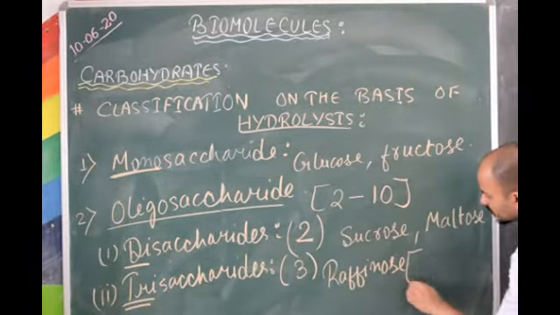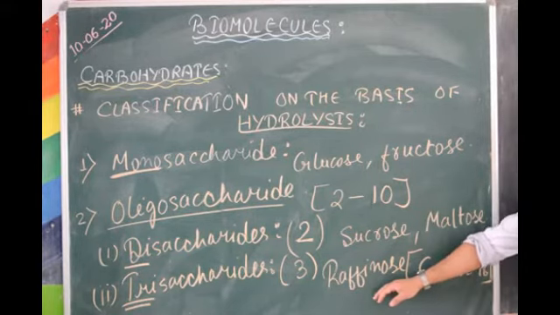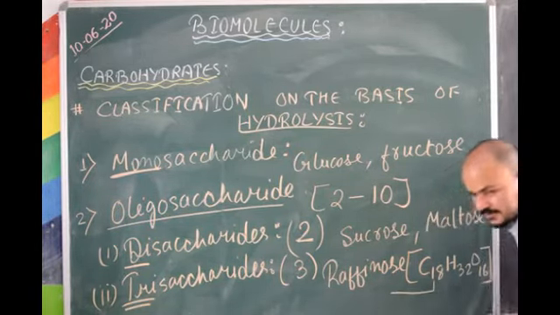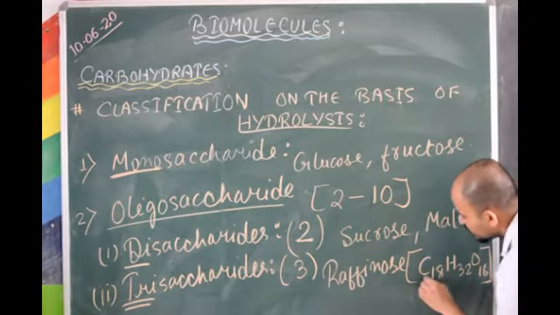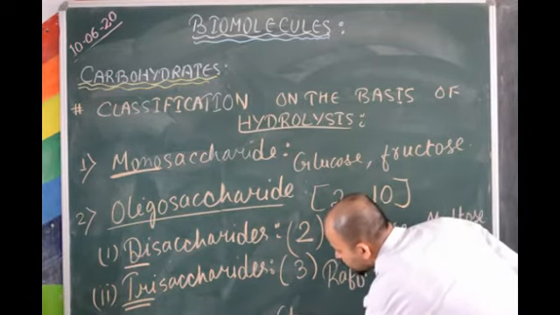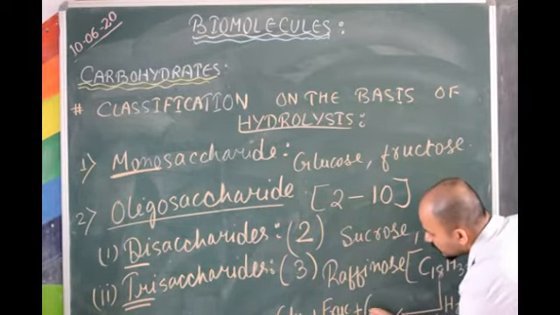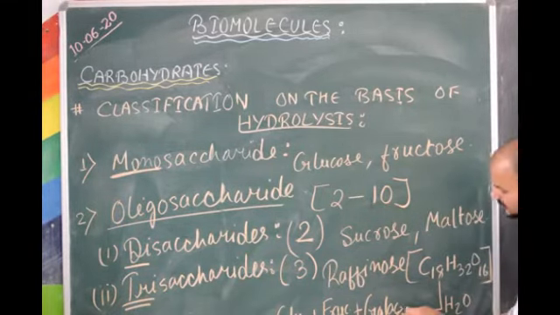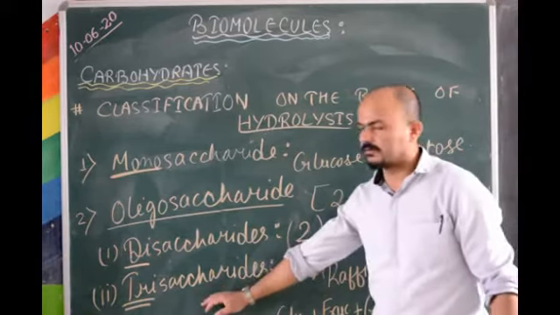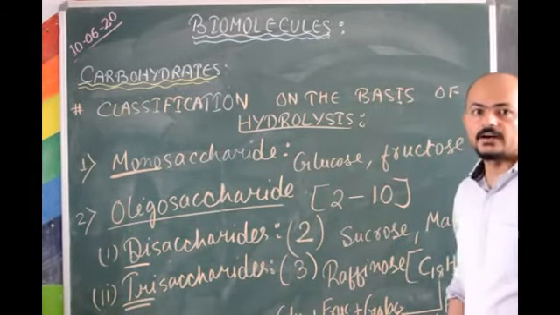The formula of raffinose is C18H32O16. Now, upon hydrolysis, as I told you, you are treating it with water in acidic medium. It is going to give you 1 molecule of glucose plus 1 molecule of fructose plus 1 molecule of galactose. This is the short form I have written. You can check the complete names in your book: glucose, fructose, and galactose. So this is a trisaccharide.